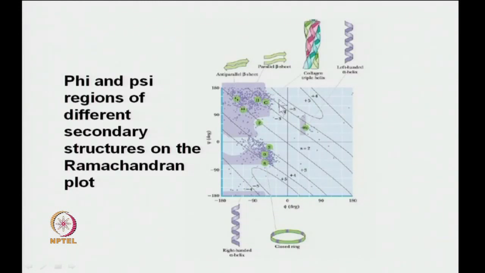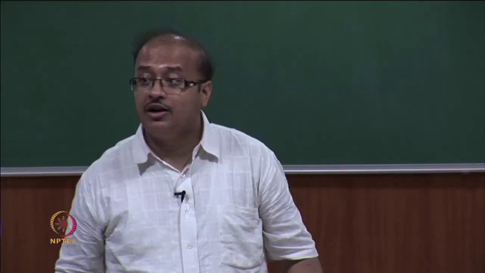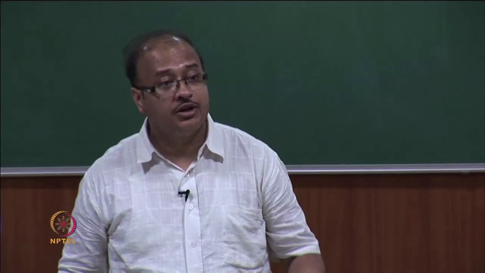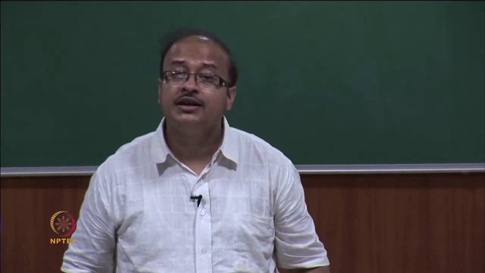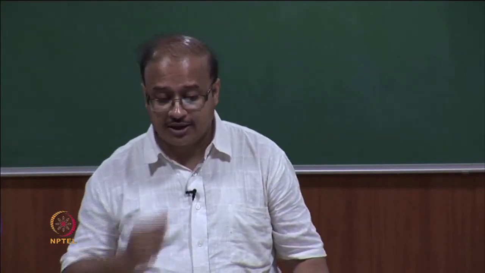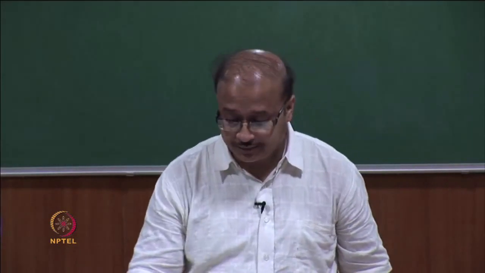Then what we have here is the C, the collagen triple helix. We will come to this arrangement of helices later. These are the average psi and phi angles that the amino acids take in the collagen triple helix.